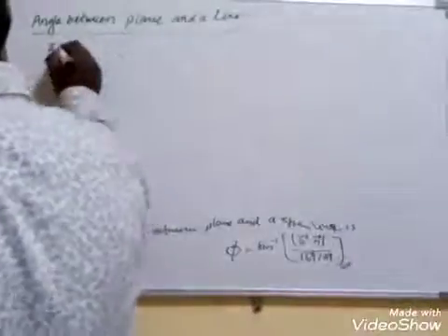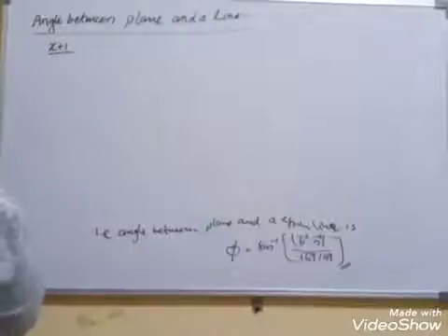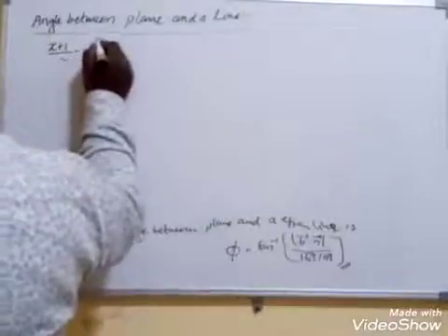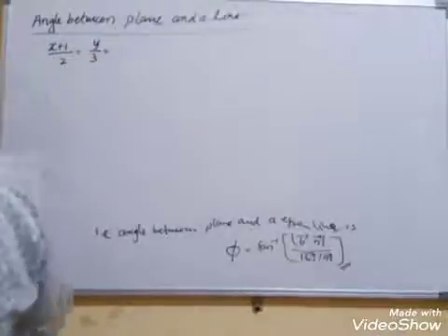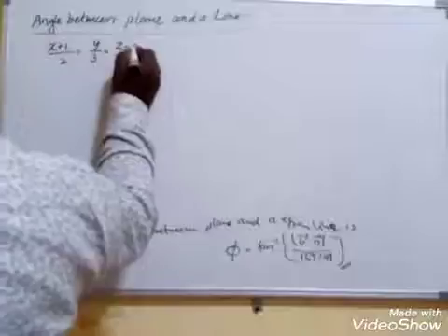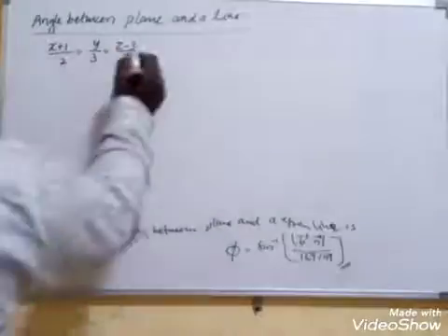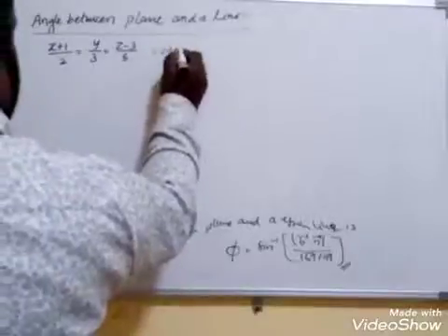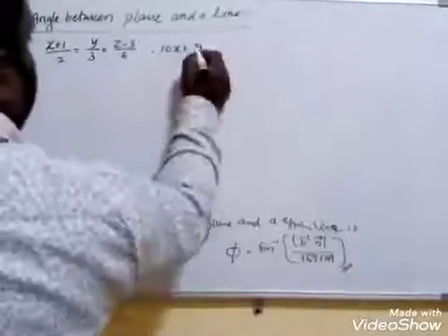x plus 1 by 2 is equal to y by 3 is equal to z minus 3 by 6, and the plane they have given is 10x plus 2y minus 11z is equal to 3.